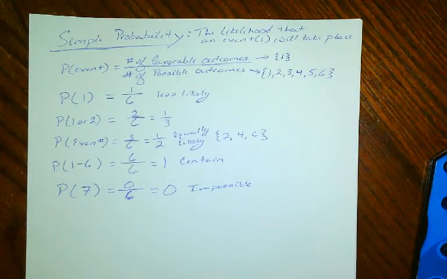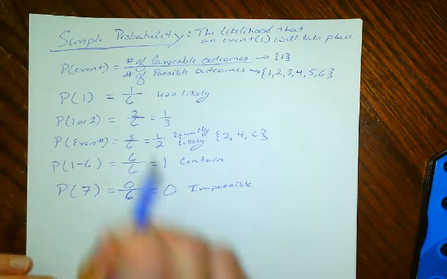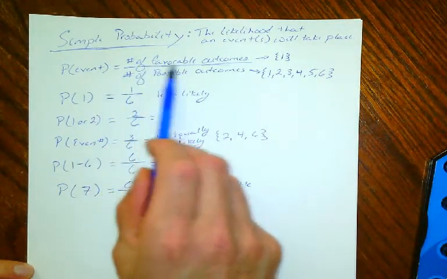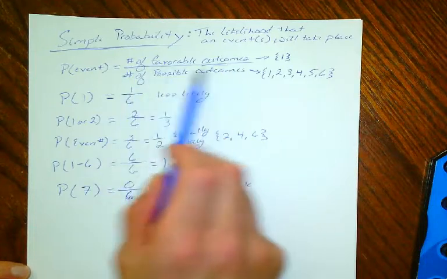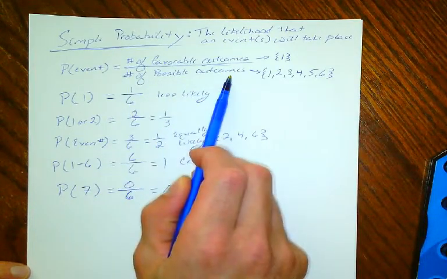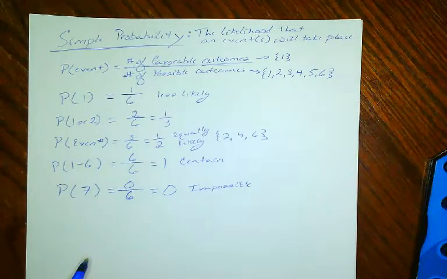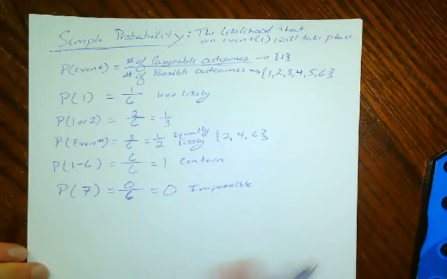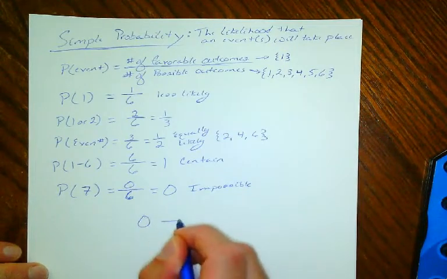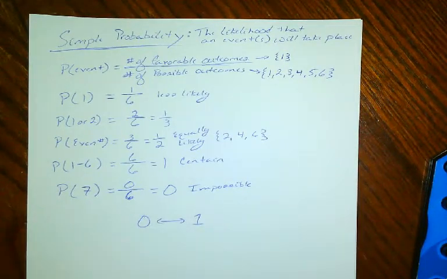Alright, guys, so in summary, the probability of an event is the number of favorable outcomes divided by the number of possible outcomes. Alright, make sure you simplify your fractions. Alright, remember that your probabilities are always going to be between 0 and 1. Alright, if you get a number bigger than 1, go back, you did something wrong. Alright, so probabilities are always between 0 and 1. 0 being impossible, 1 being certain.